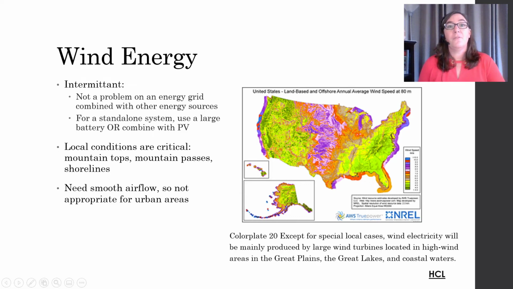For wind energy, the local conditions, the microclimate, is critical. And so we typically put them on mountaintops, mountain passes, and along shorelines. Wind energy requires smooth airflow. And so urban areas sometimes are a problem, because the buildings produce choppy airflow as the wind goes through them.